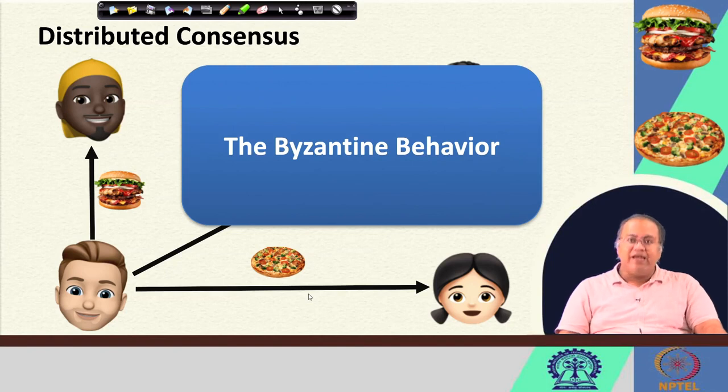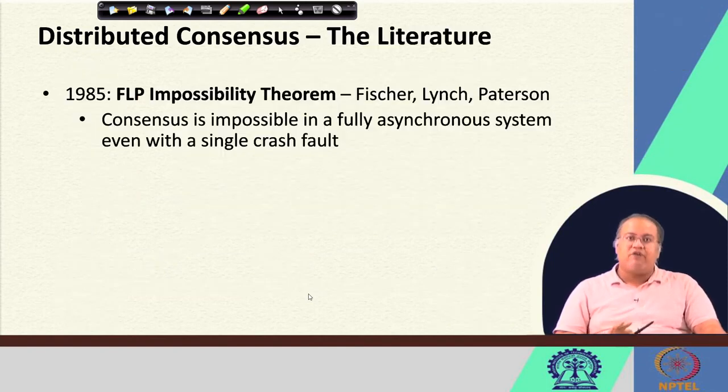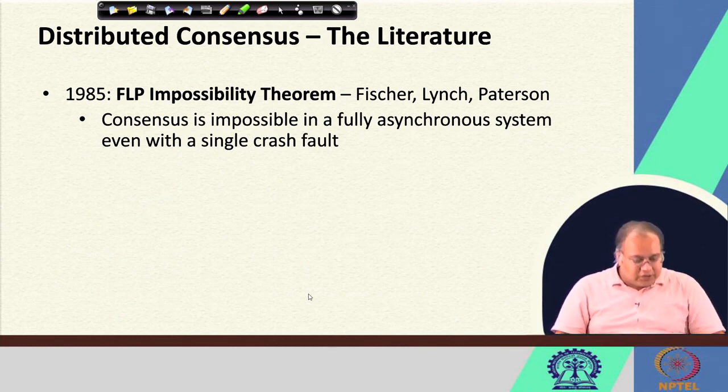Well, but today just try to get a highlight about how the literature of this distributed consensus has evolved over time. So, this idea of distributed consensus mostly started in the 1980s. Around 1985 there was a very popular theorem published by Fisher, Lynch and Patterson, which is called the FLP impossibility theorem, a very fundamental theorem in distributed systems.